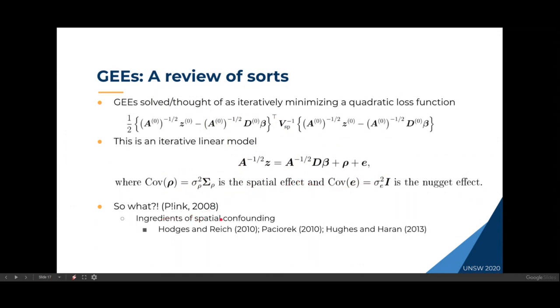Now, spatial confounding was brought into the mainstream of spatial statistics by two papers, Hodges and Reich in 2010 and Paciorek in 2010. Since then, there's been a gradual building of research on the issue of spatial confounding, and to this day it remains an active and somewhat contentious area of research. And so essentially what I'm saying is that this working linear model contains the ingredients of this thing called spatial confounding.